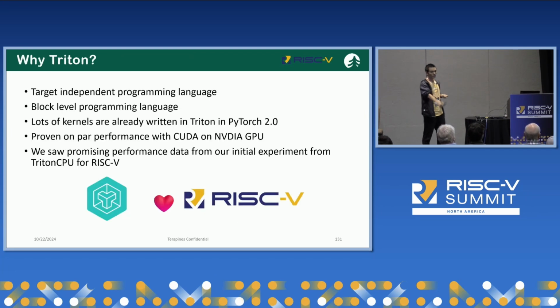Okay. So why Triton for RISC-V? Because Triton is a target-independent programming language. It's designed to program ML kernels. And most ML kernels are written in Triton in PyTorch 2.0. I think there are more than 100 kernels already written in the Triton language. And the proven performance on GPU gives us the expectation to try that on RISC-V CPU. And from our experiment, we saw promising performance from Triton CPU for RISC-V.